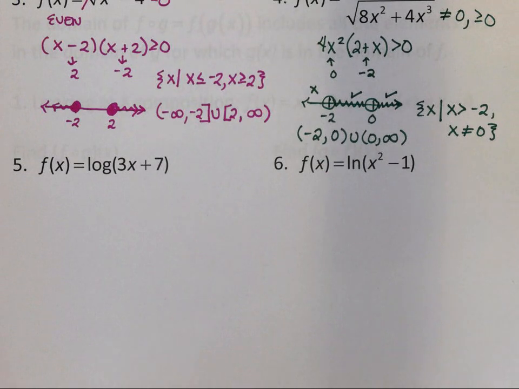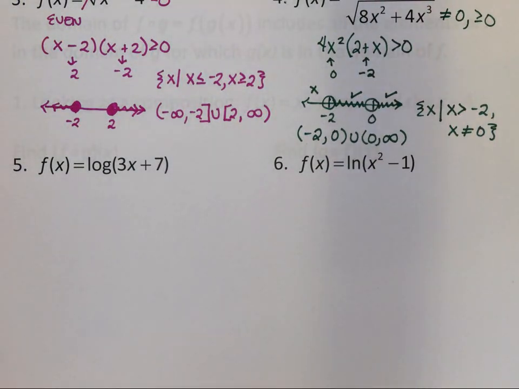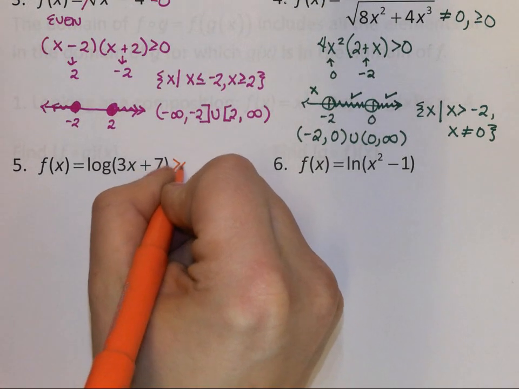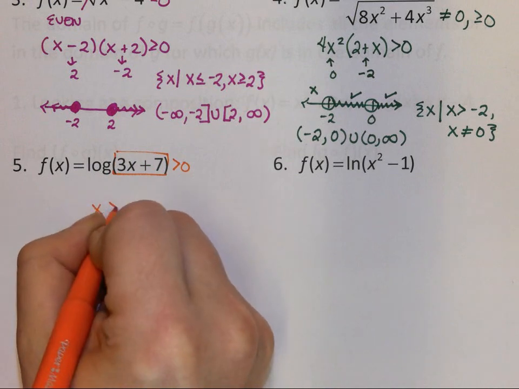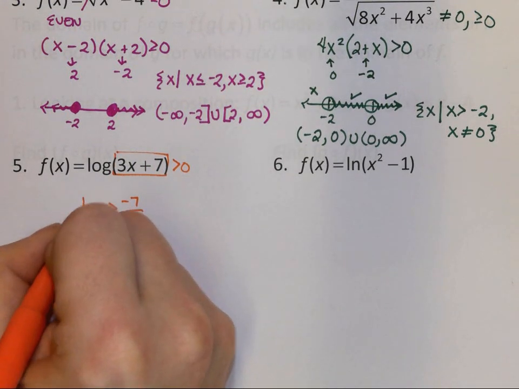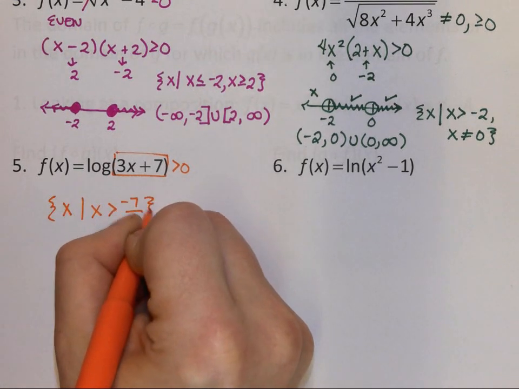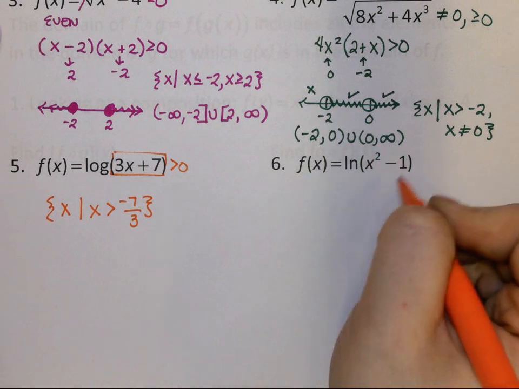Alrighty, logs. What's the restriction on logs? Greater than 0 for this stuff. So that means, pure and simple, x has to be greater than negative 7/3. Watch your signs. So there it is in set notation. What do you get from this one?